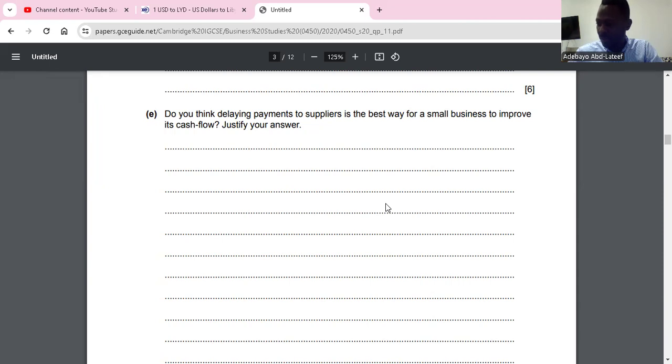So I wrote here, delaying payments to suppliers may have a positive impact based on the following reasons. One, it reduces the amount of cash that leaves the business, which means there will be cash to use for other purposes that can improve the business. So if there's a delay in payment to suppliers, it means cash is not going out of the business. The cash that you're not paying to your suppliers, you might be able to use for other things that could improve your sales, which might later allow you to be able to pay the suppliers.